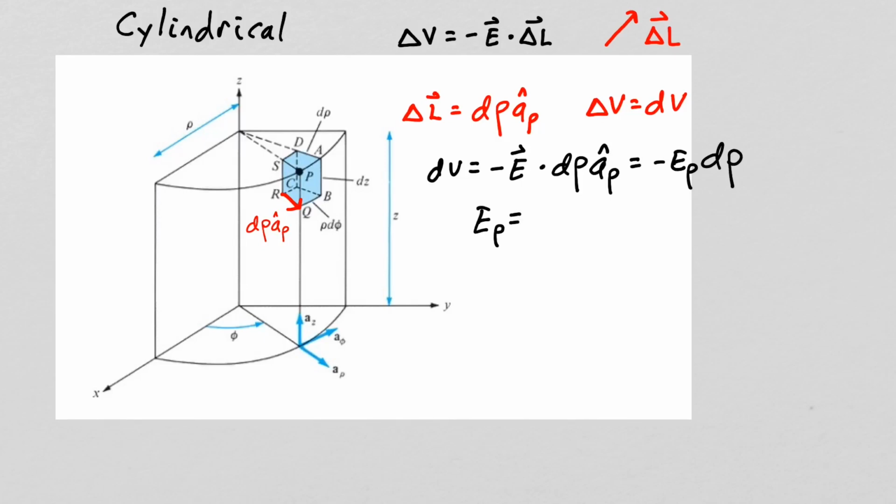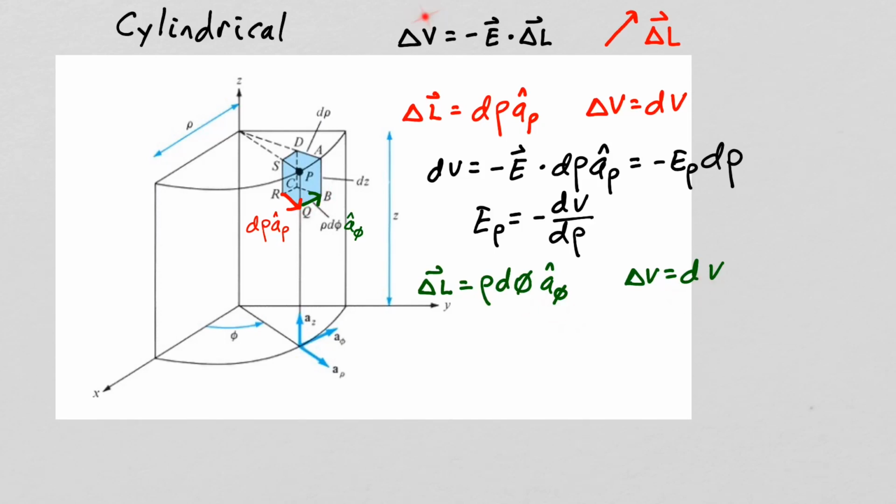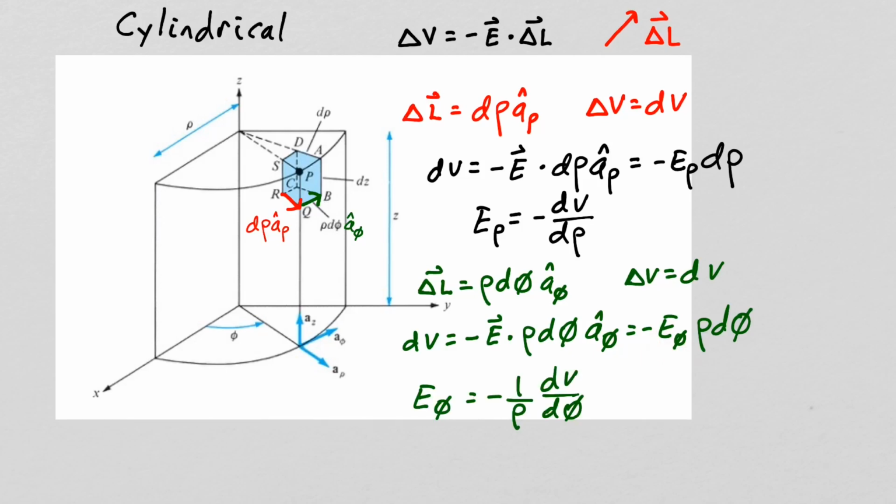We now adjust the length of our voltage probe so that it's of length rho d phi in the phi direction, and the drop across it will be dV. Let's make these substitutions. We have the dot product between our electric field intensity and the unit vector in the phi direction, so that will just be the phi component of our electric field intensity. Solving for E sub phi, we get minus 1 over rho dV/d phi. And the z component of the electric field intensity will be the same as we had in the Cartesian system.